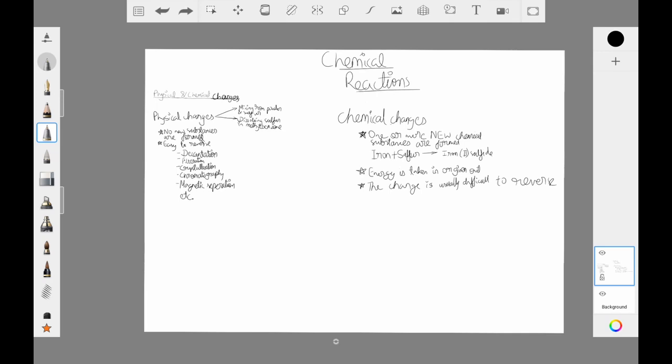Right, so the second thing that we'll be looking at in this chapter is the rates of reaction or reaction rates.